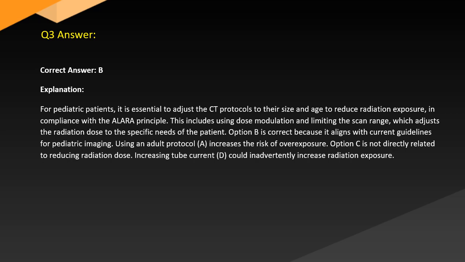Using an adult protocol, A, increases the risk of overexposure. Option C is not directly related to reducing radiation dose. Increasing tube current, D, could inadvertently increase radiation exposure.